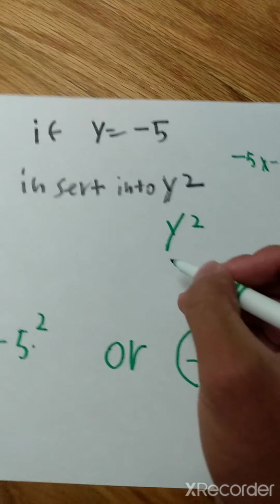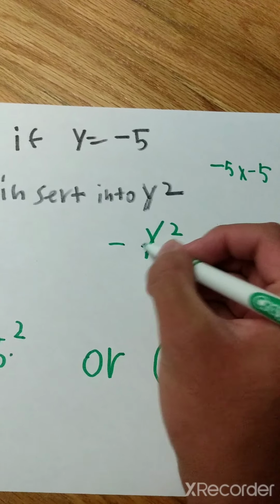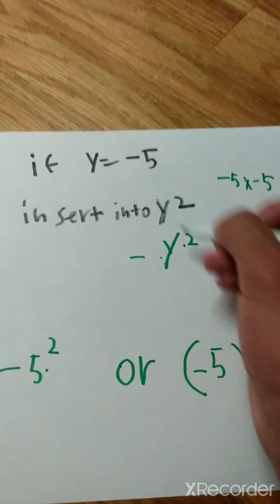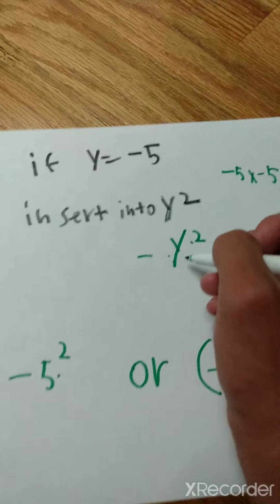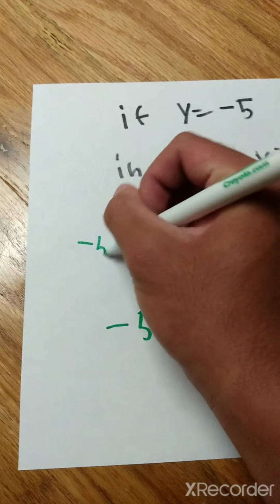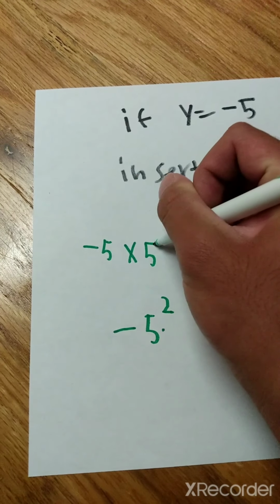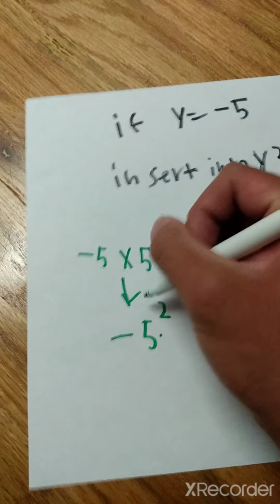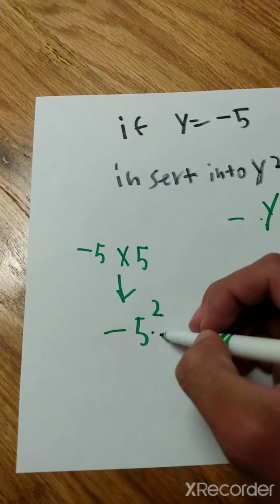The other one would work if the equation was negative y squared, because we have that negative 5 inserted, and that would be negative 5 multiplied by a positive 5. That would work for this one right here.